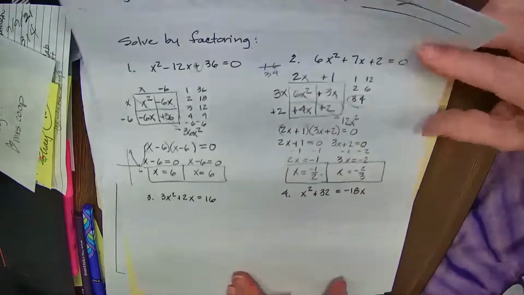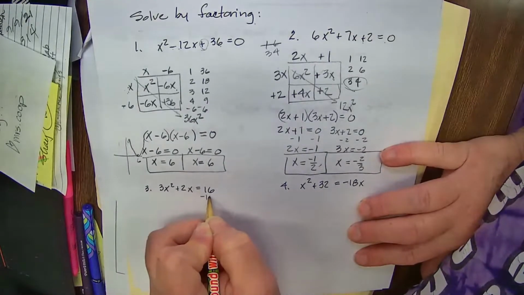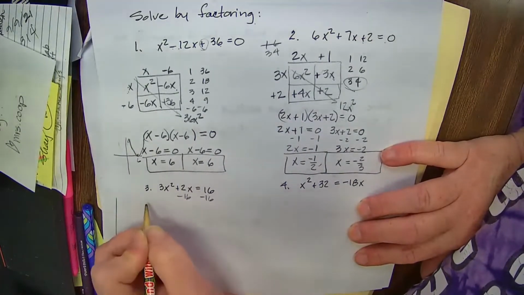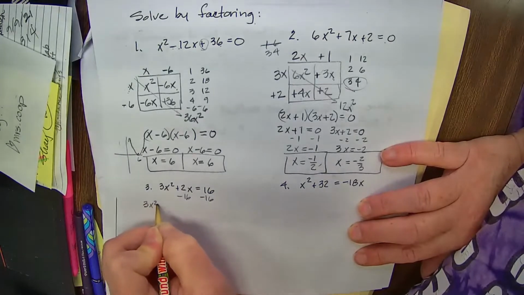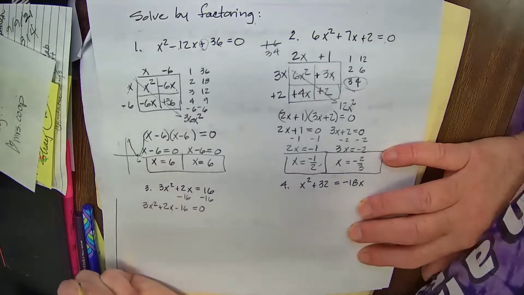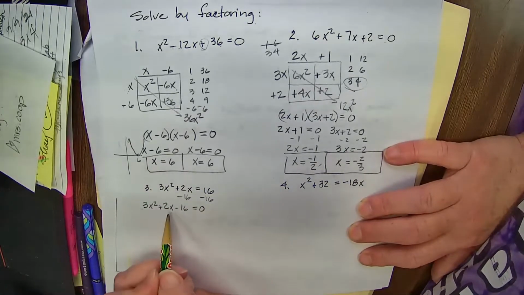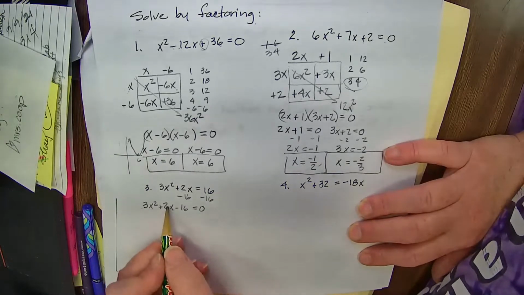Okay, let's look at this one. It's not set equal to 0, so we have to do that. So that means minus 16 on both sides. So we now have 3x squared plus 2x minus 16 equals 0. Okay, now we take this and we go to the box. There's no GCF.